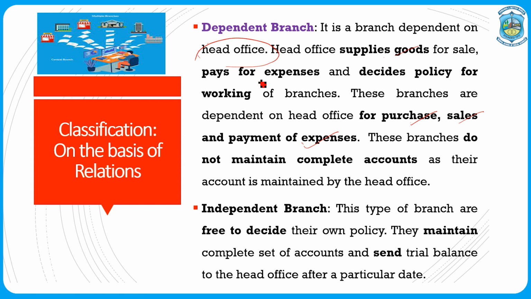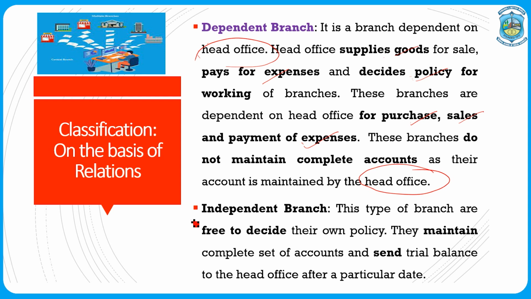They supply cash to the dependent branches. The head office supplies cash to the dependent branches so that they can meet their expenses, and the head office even decides the policy for the operations for the working of the dependent branches. These dependent branches are so dependent upon the head office that the complete set of books of accounts of the dependent branches are actually maintained by the head office. The dependent branches do not maintain their books of accounts. It is the head office that maintains the books of accounts of the dependent branches.